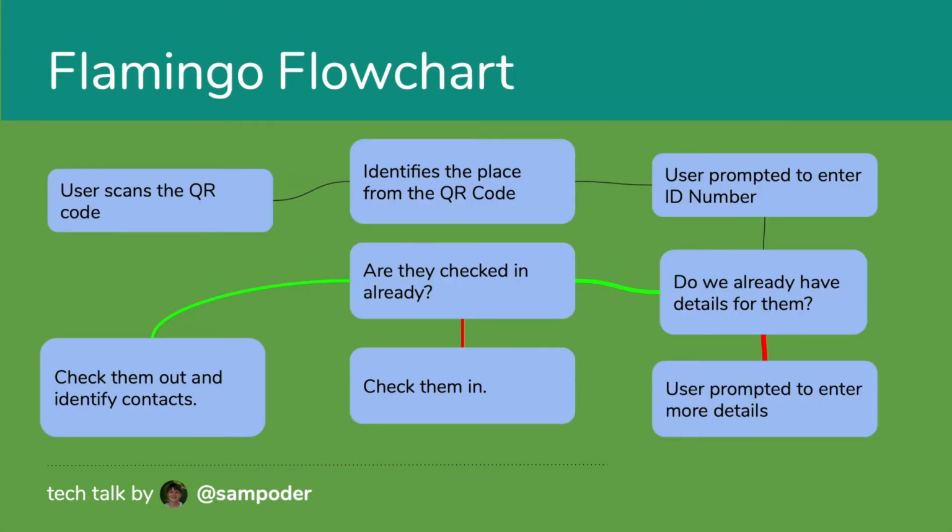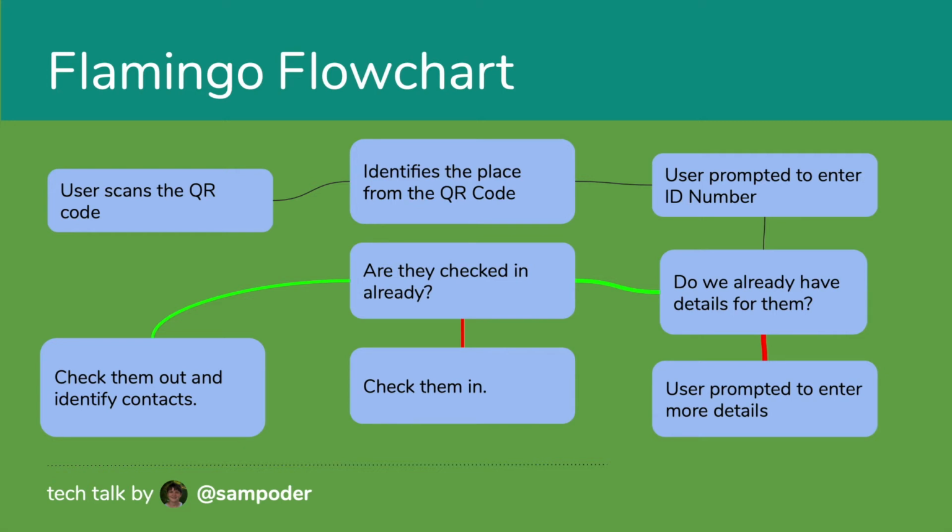So Flamingo is the most complex part of the project, so I've produced a flowchart just to show how it works. The user scans the QR code. From that QR code, it will be storing a unique place ID. We'll then look that place ID up in the database and identify it. Then the user will be prompted to enter an ID number.